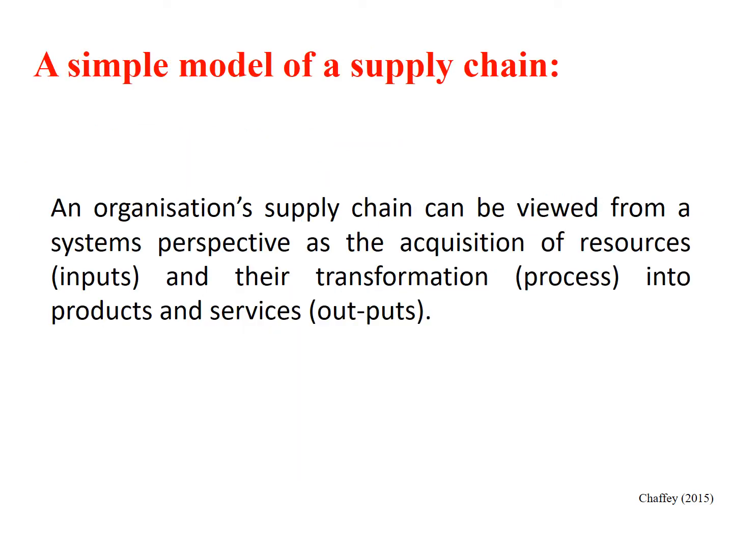So a simple model of a supply chain: an organization's supply chain can be viewed from a systems perspective as the acquisition of resources, which are the inputs or the products or component parts, and their transformation, the process. So putting these together, packaging component parts into a new product, into products and services, outputs. Okay, so inputs, process, outputs.